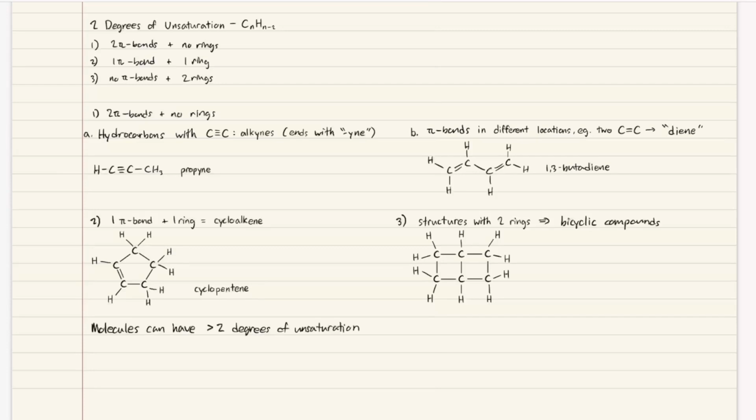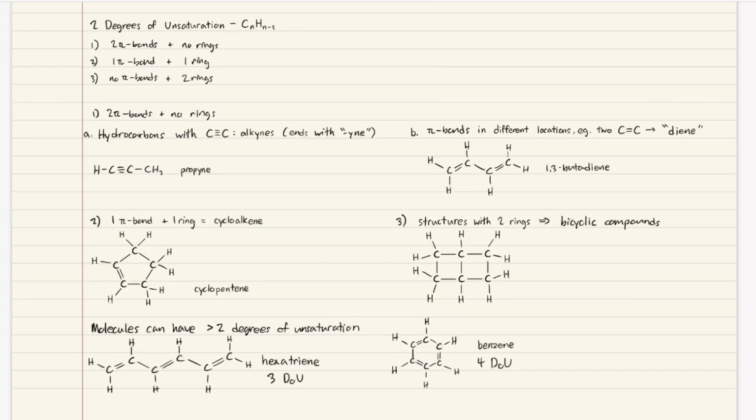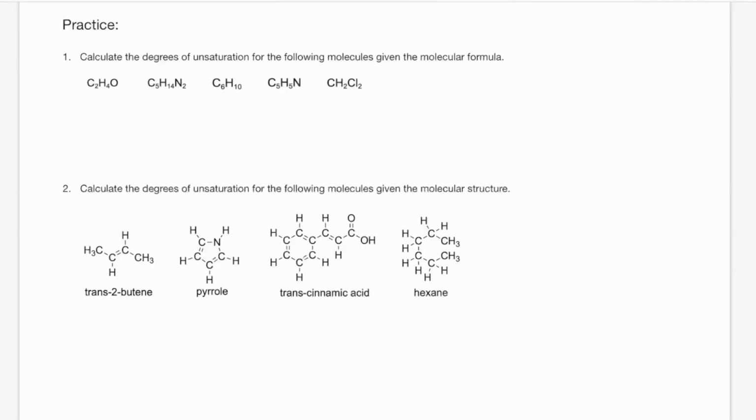A molecule isn't limited to only 2 degrees of unsaturation. It can have 3, 4, or more degrees of unsaturation, and the same rules apply. For example, hexatriene has 3 degrees of unsaturation, and benzene has 4 degrees of unsaturation. Let's do some practice. Calculate the degrees of unsaturation for the following molecules given the molecular formula. Feel free to pause the video and try these problems on your own first.